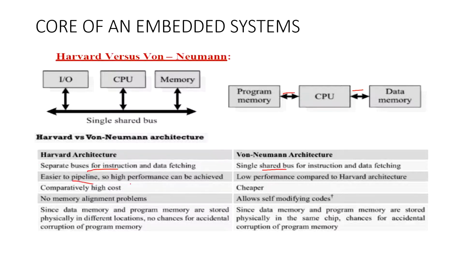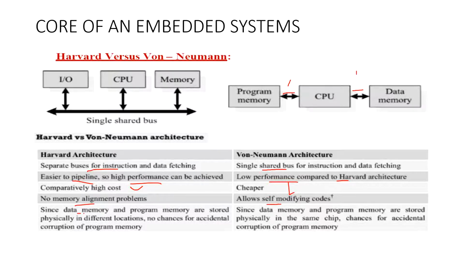Easier to pipeline, so high performance can be achieved. Over here, low performance compared to a Harvard architecture. Why? Because the pipelining feature over here is very difficult, because there is only a single bus. Comparatively high cost, whereas over here it is cheaper. No memory alignment problems are there. Over here it allows self-modifying codes.